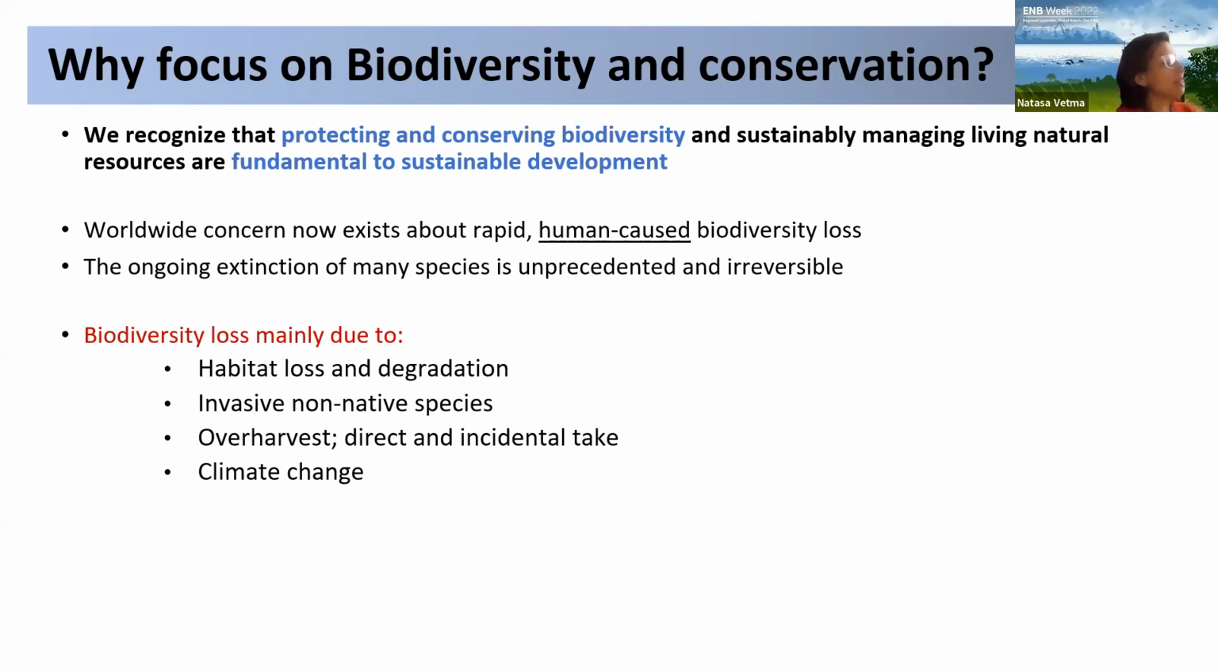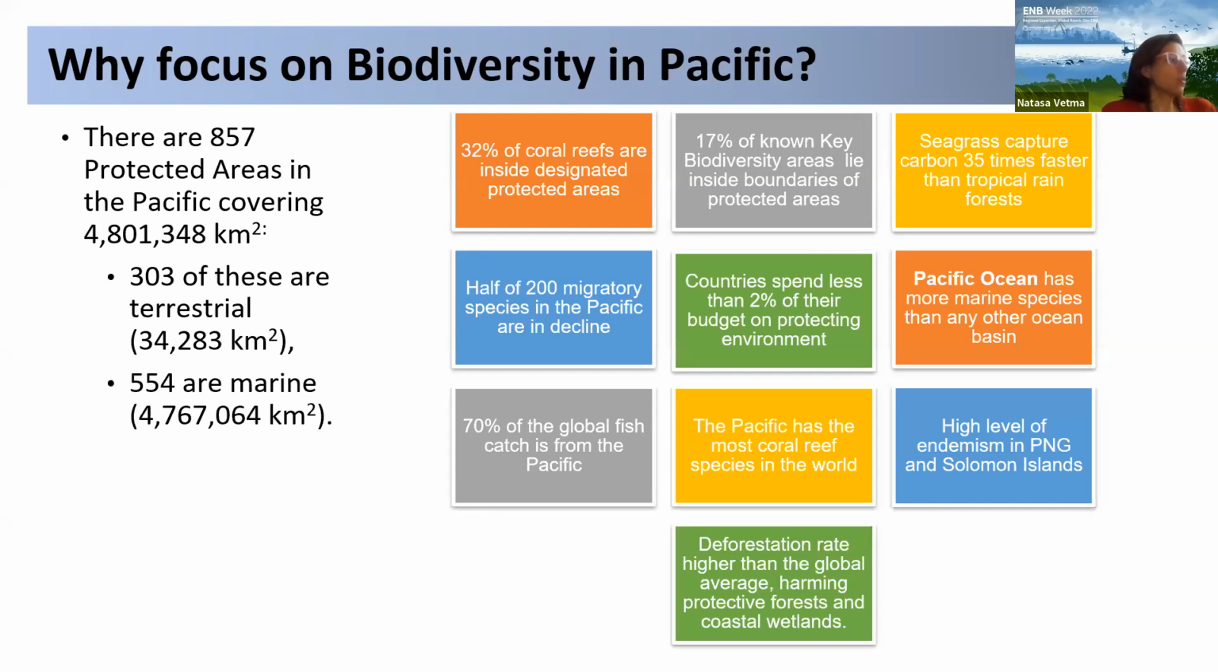Currently, the biodiversity losses are mainly due to habitat loss and degradation, invasive non-native species, which is quite important in the Pacific context, overharvest, direct and incidental take, and also climate change. And climate change, we don't even need to mention the importance of it and how to be climate resilient in the Pacific. It is fundamental. So then why focus on biodiversity in the Pacific?